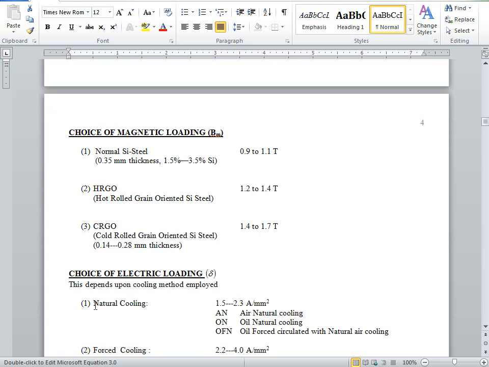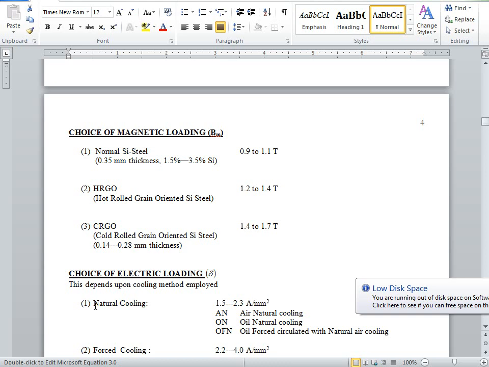Next thing, before I just make this on off over here, choice of magnetic loading. If you see over here, I have 3 different types of material. First one is called normal silicon steel. Second one is called hot rolled grain oriented silicon steel. The third material is CRGO. Now CRGO is the best material, in which whenever those silicon steel sheets were prepared, they were rolled, and in that cold state, silicon was rolled on that silicon steel stuff over there, so that they can have a magnetic field density of 1.4 to 1.7 Tesla.